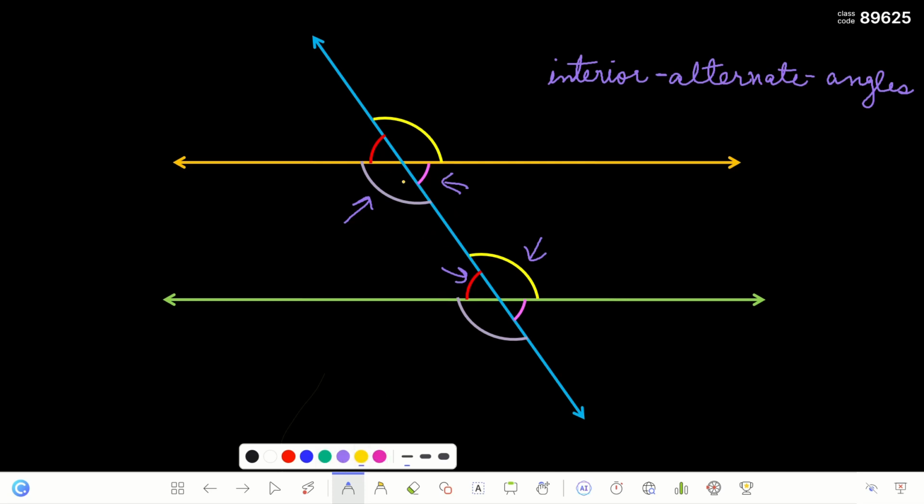Now, if I take these two angles, these two are also interior alternate angles, right? They're inside the two parallel lines and on alternate sides of the transversal. If I take this angle and this angle, for instance, now these two lie outside the two parallel lines, but they still lie on alternate sides of the transversal. Therefore, these two angles, this red angle and this purple angle, would be called exterior alternate angles. And same applies to this angle and this angle. So, I hope using such common sense, you can name the pair of angles at hand.